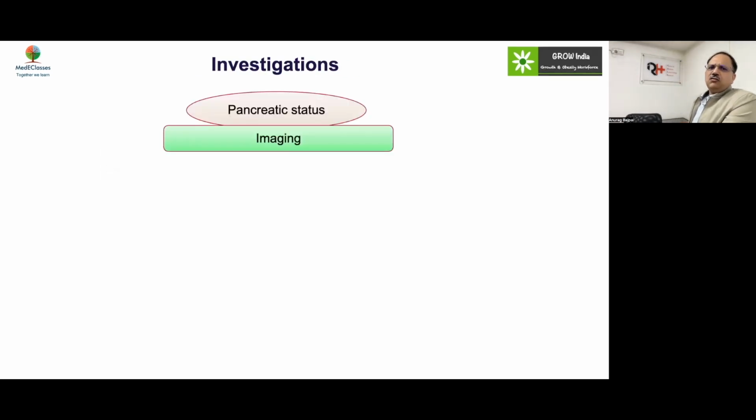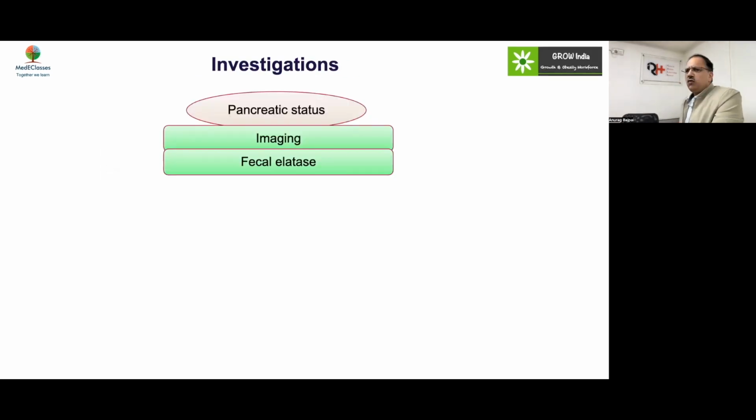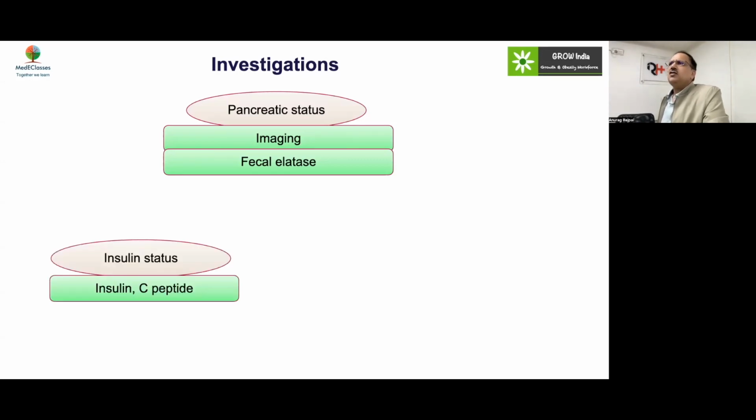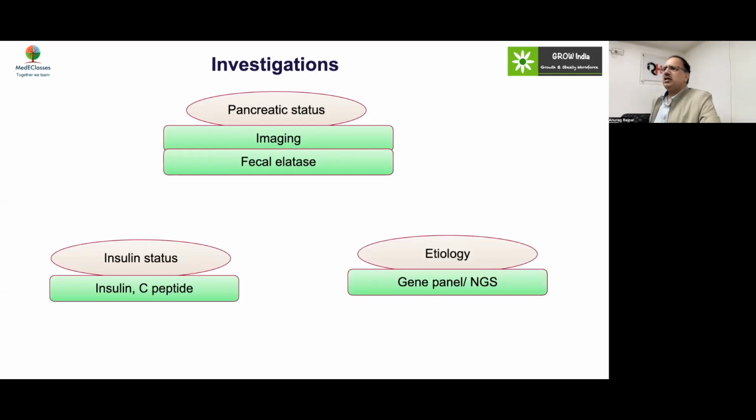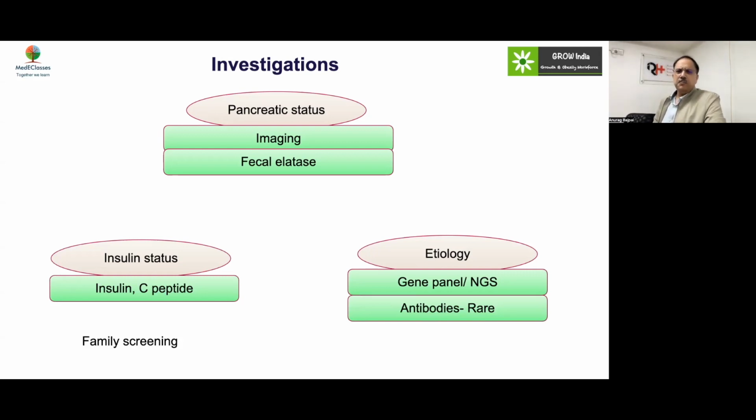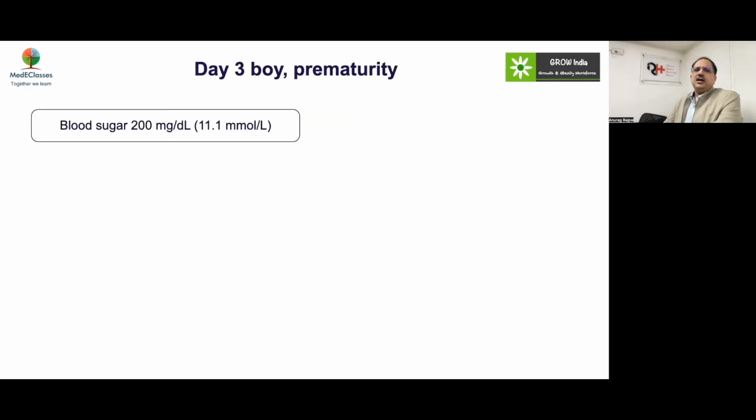Now, investigations. Pancreatic status imaging is not very good. So as I said, fecal elastase is a better measure. Insulin status is rarely required, except in somebody where you're thinking of resistance. Think of insulin and C-peptide. And for etiology, most of us will now go for a complete next generation sequencing to identify that. Antibodies are not going to help. Very importantly, get a blood sugar in both the parents along with ketones and immune status to get the diagnosis.